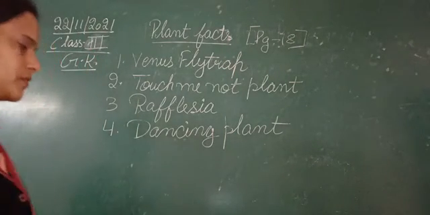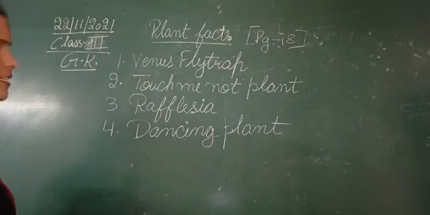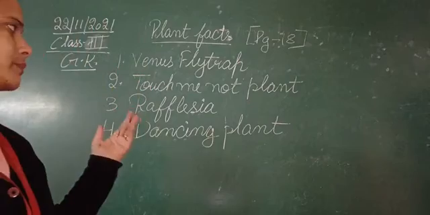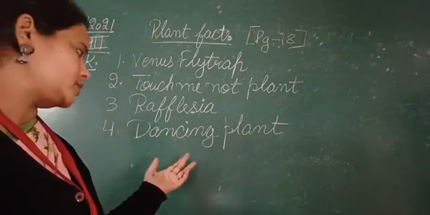Moving next to the fifth one. These are some of the plants that we talked about: the Venus flytrap, touch-me-not plant, Rafflesia, and the dancing plant.